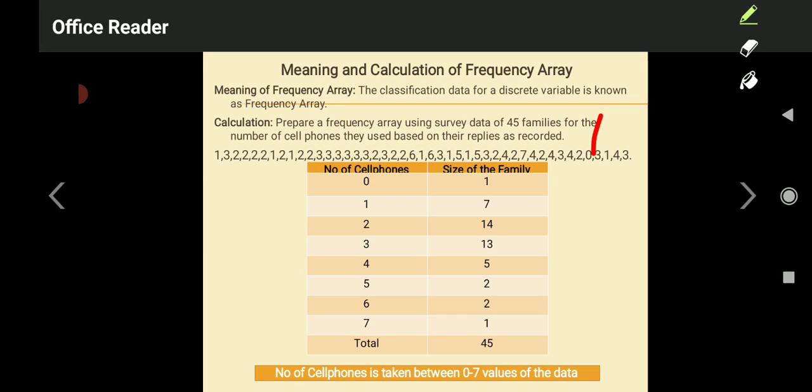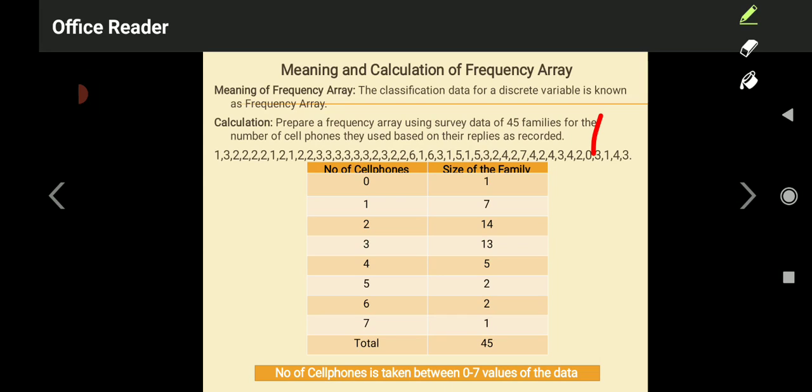Now look at the second column. Here there are 7 families using only one cell phone, each family using only one cell phone. So that kind of families are 7. The families which are using only one cell phone are 7 in that group of families.